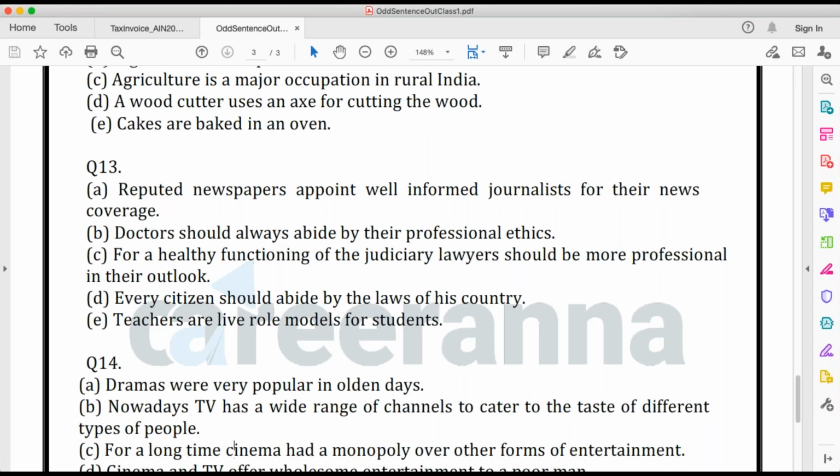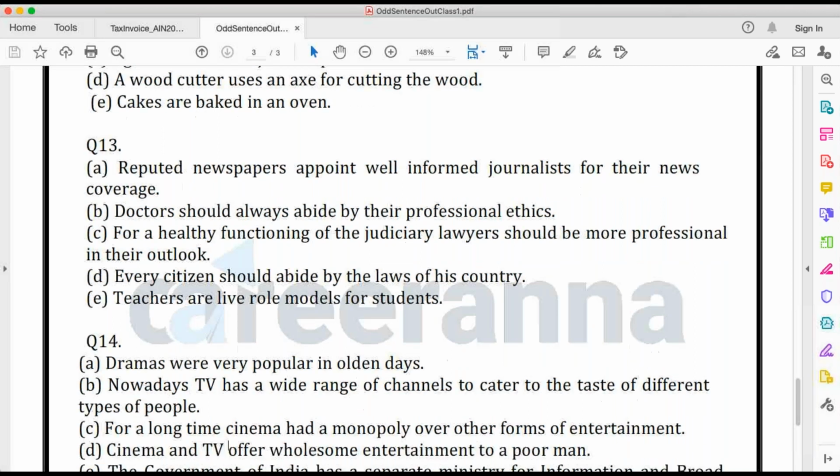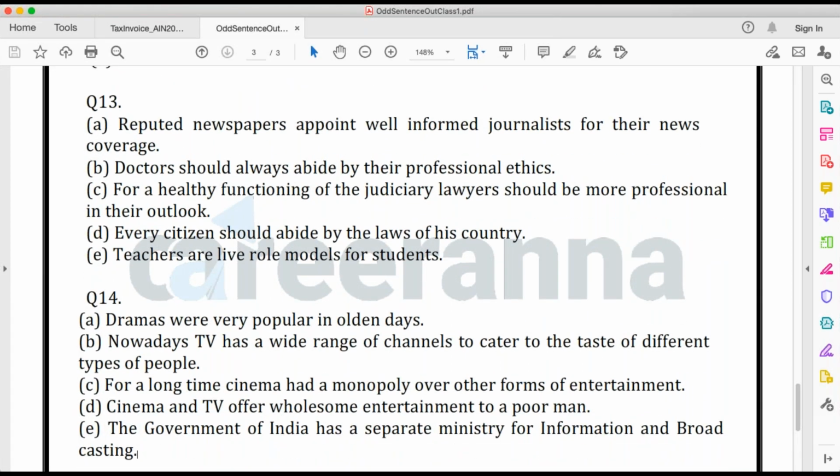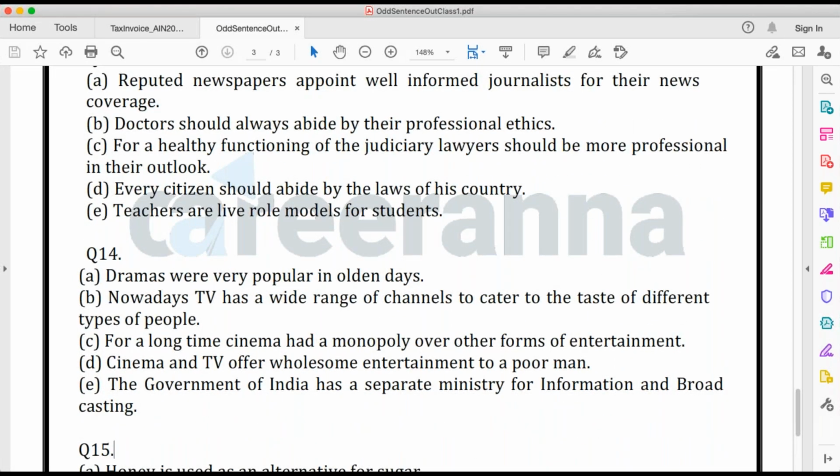Audrey, how can you say that option number A is talking about laws or rules? Ethics are not rules. And even in sentence number B, ethics are not rules. Question number 14.